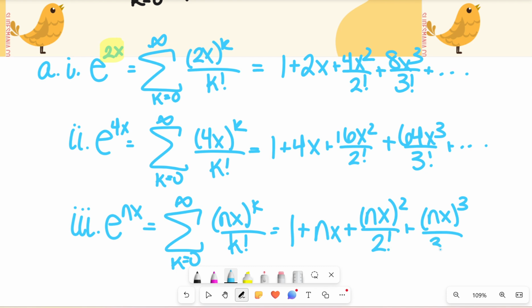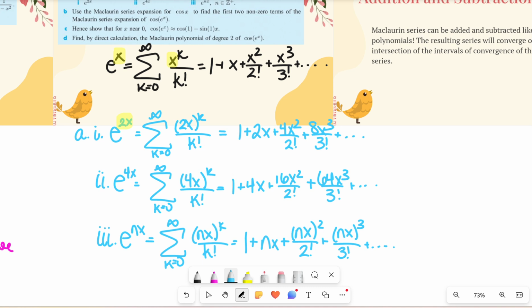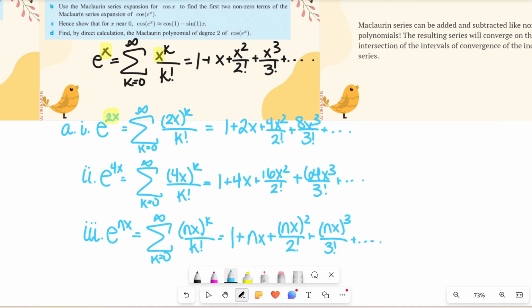This is going to be 3 over 3 factorial, and this is continuing. So I have that general rule. Now, if I go back to part B, I want to use the Maclaurin series expansion for cosine to find the composition, find the first 2 non-zero terms of the Maclaurin series expansion of e to the cosine x.